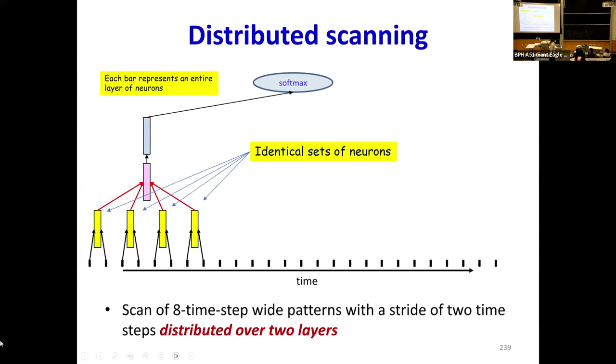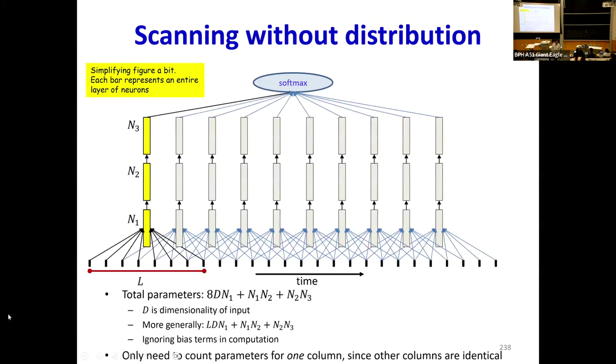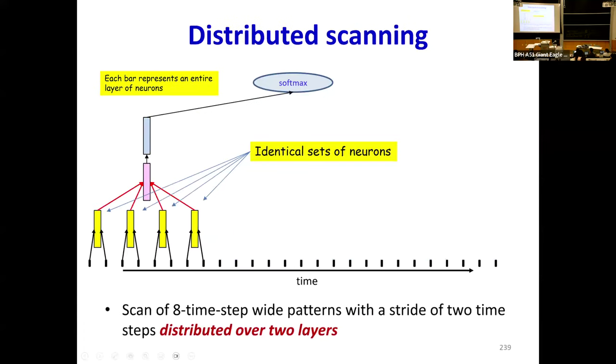Now let me try to distribute this over the same thing, over two layers. When I distribute it, the first layer is only going to be looking at a width of 2 in the input. And the second layer is going to be looking at a width of 4 from the first layer outputs, right? So now, what is the effective width I'm looking at over here? It's still 8. It hasn't changed, right?